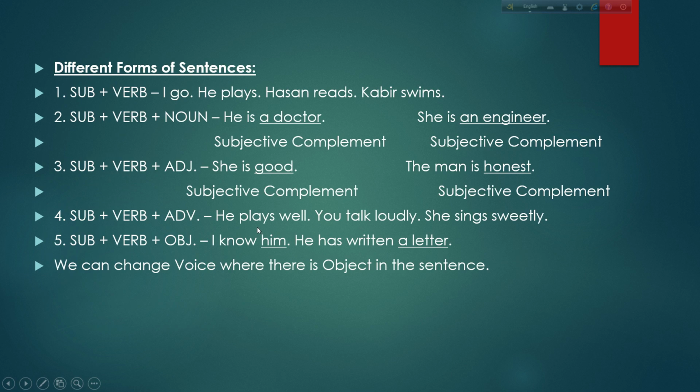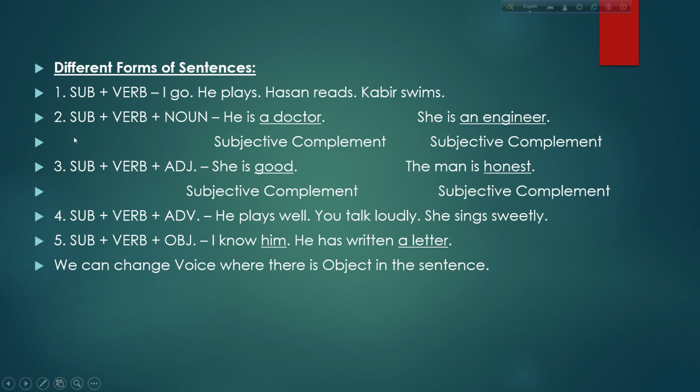Whenever we are going to change the voice, we should know the sentence construction, the sentence patterns, how a sentence is formed. So I have given here different forms of sentences. First of all, subject plus verb, that is, I go, he plays, Hassan reads, Kabir swims. I have given all in the present tense, but it can be past or future also: he went, I went, he will play, Hassan will read. Any tense can be used, the sentence may follow this subject and verb pattern.